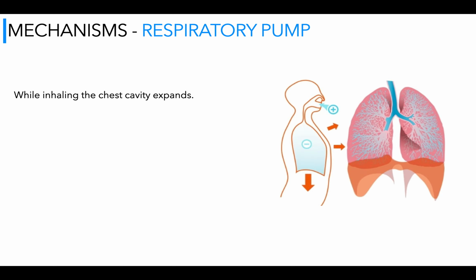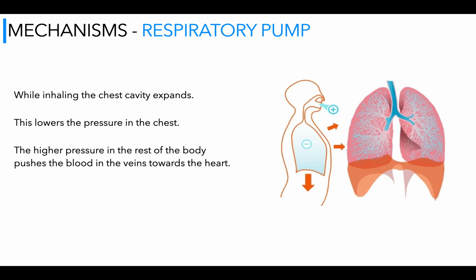As exercise increases, respiratory rate increases, so the respiratory pump is maximized. Basically, this pressure difference helps squeeze the blood back to the heart. So we lower the pressure in the chest, specifically in the thoracic cavity, and this increases the pressure in the abdominal cavity, and the blood in the rest of the body is pushed back towards the heart.